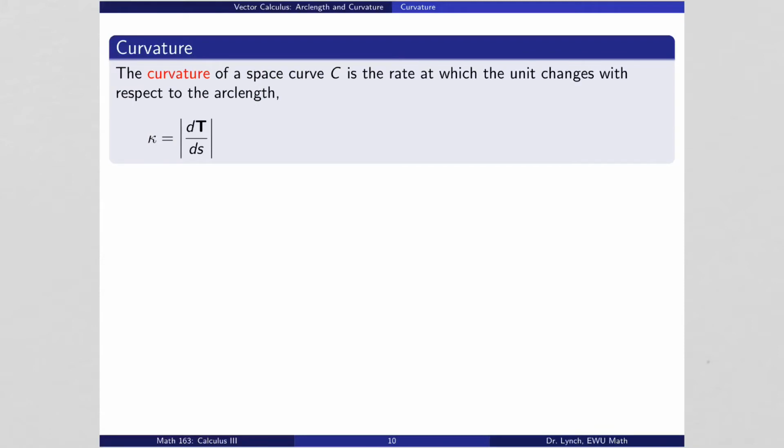So kappa is the Greek letter describing curvature, and again, it's how fast the unit tangent changes with respect to the arc length. So you can sort of think about being a Calc 3 superhero walking along a curve. If you walk far and your unit tangent doesn't change much, your curvature is small, and if you walk a short amount of arc length and your unit tangent changes a lot, then your curvature is big.